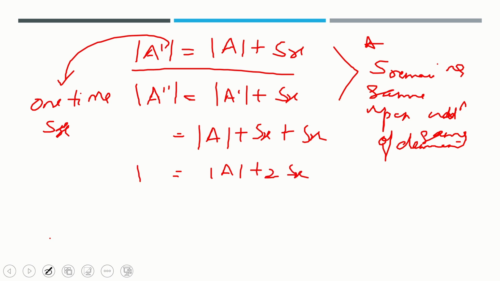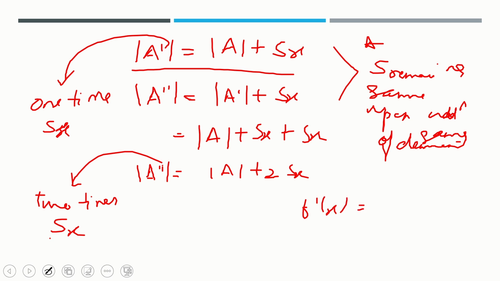So this double dash represents 2 times. As you know, in the case of derivation, if you write f dash x, this 1 dash represents one time derivation. If you write f double dash x, it represents 2 time derivation.